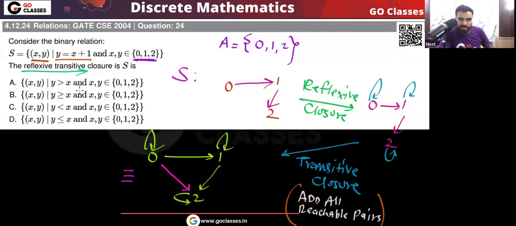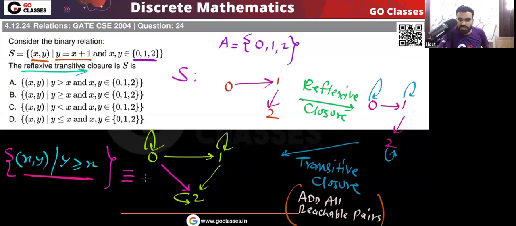Now in the set representation, what will it become? We have the final answer here. So in the set representation, it will become like this: the set of (x, y) such that x is related to y, such that y is greater than or equal to x. Yes or no? So this will become the final answer.